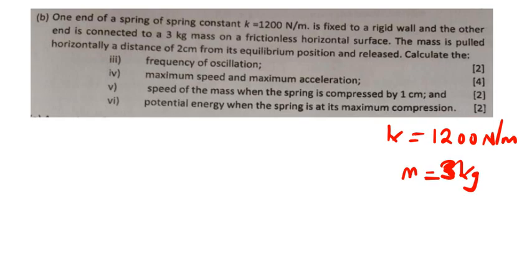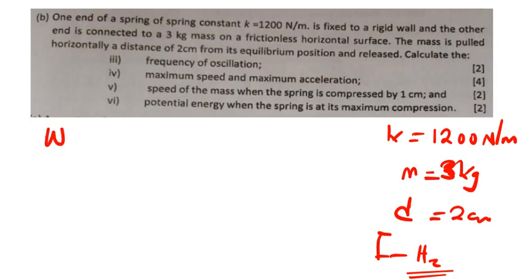The mass is pulled horizontally a distance of 2 centimeters from its equilibrium position and released. Calculate the frequency of oscillation. Okay, so we're trying to calculate the frequency of oscillation. You know that frequency is measured in hertz, or per second. So let's first find the angular frequency, and from that you are able to find the actual frequency.